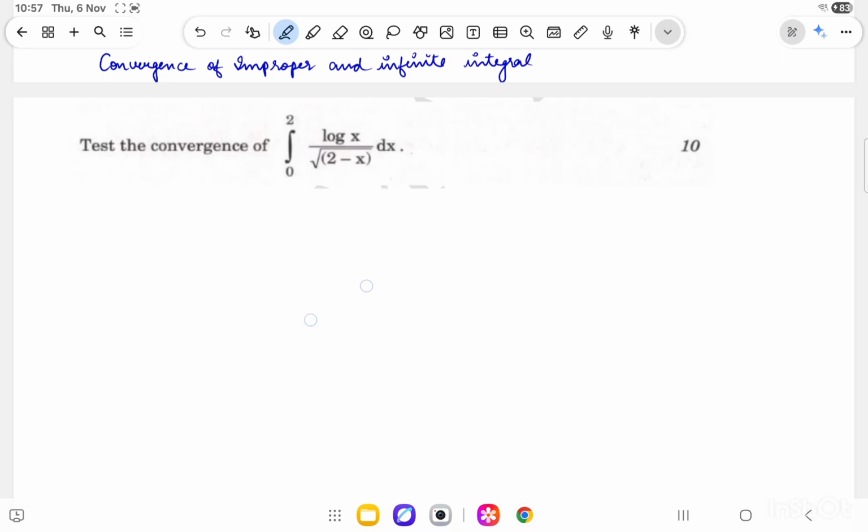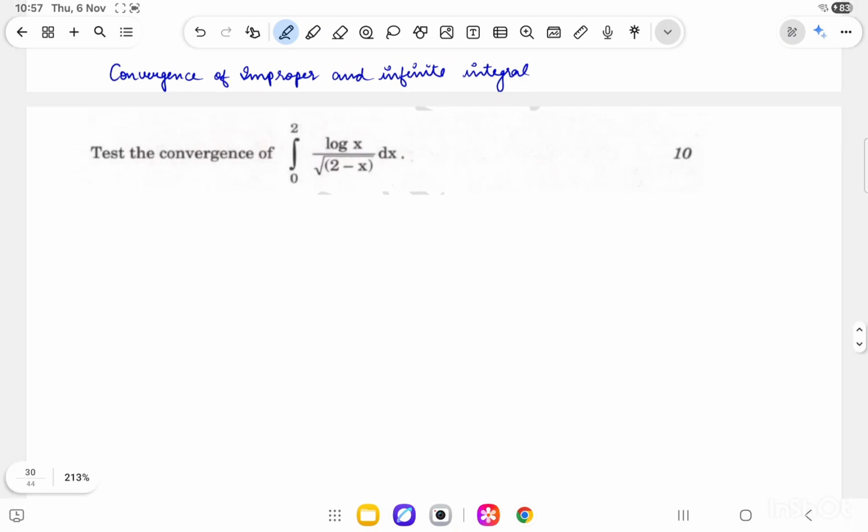While solving a question on convergence of improper and infinite integral, your first step should be to find out the points of infinite discontinuities that are there in the given integration. So we'll do that for this function. If I just substitute x equals 0, my log x function approaches minus infinity. So we have an infinite discontinuity at x equals 0.